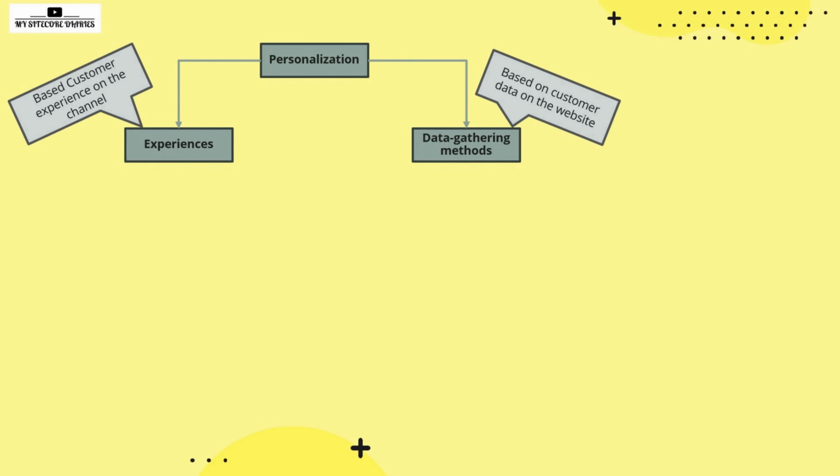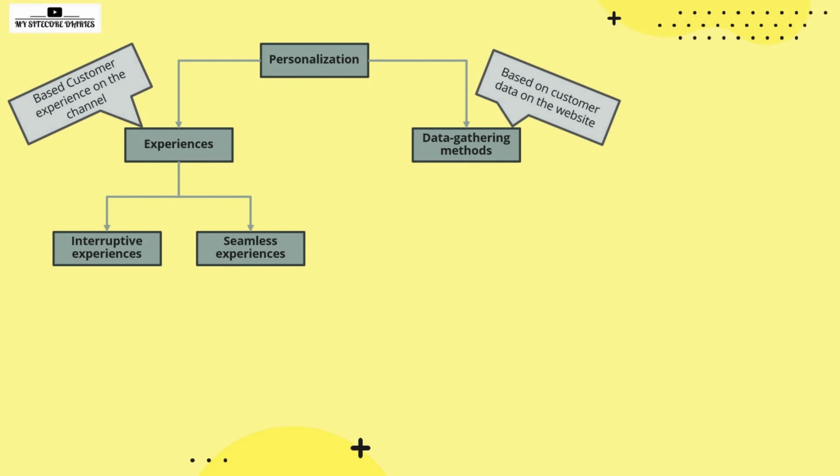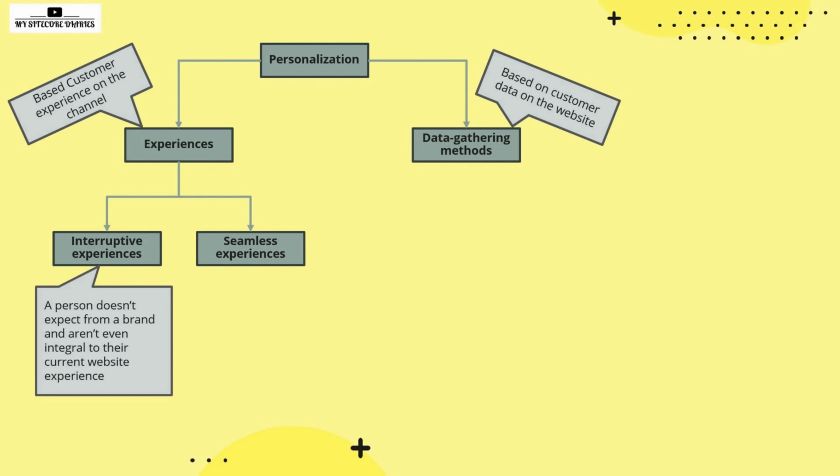In experience, you have two types of experiences. First is the interruptive experience, and second is the seamless experience. When you talk about interruptive experiences, it is basically something a person doesn't expect from a brand and which isn't even integral to their current website experience. So it is different from their current website experience. There is an interruption in that experience, and that is called the interruptive experience. We'll see the examples later.